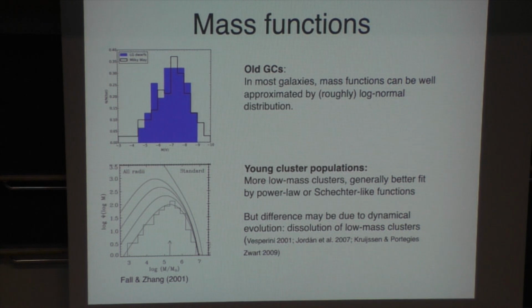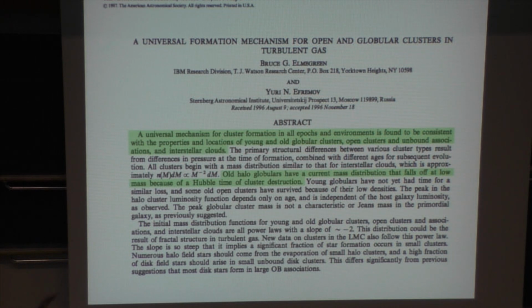This is probably the picture that we should have in mind, and certainly this is the picture that I had in mind at that time, and it was very much in line with this landmark paper that came out by Elmegreen and Efremov in the late 90s, where they proposed this universal formation mechanism for open clusters and globular clusters. They say all it really takes to form a massive globular cluster is a high interstellar medium gas density and pressure, so that you can assemble a sufficient amount of gas at a sufficiently high density within a small volume, and then you should get a massive globular cluster out of that.